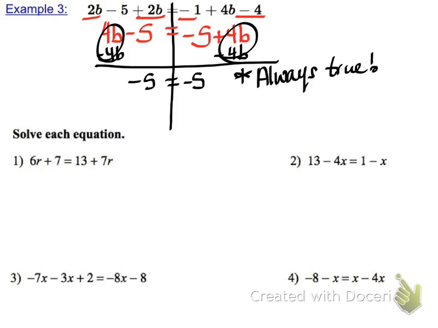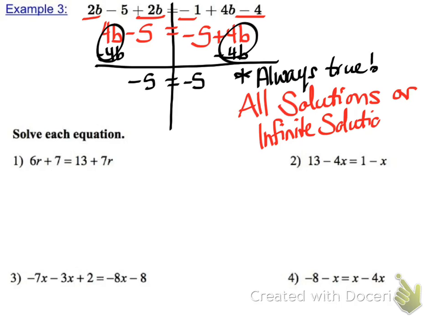That's always true. And if it's always true, then that means that there are all solutions or infinite solutions for this problem. Both of those are correct ways to describe the result. That means that any number in the world could be plugged in for b and would make this equation true, because this will always be equal. So remember those two weird answers. You're either going to get a number, all solutions, or no solution for linear equations.